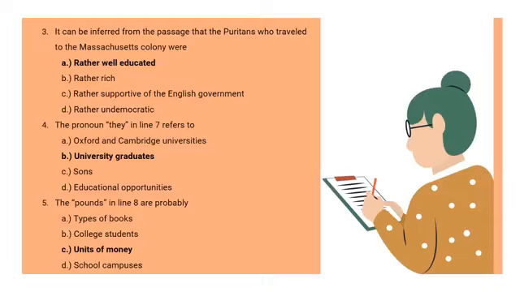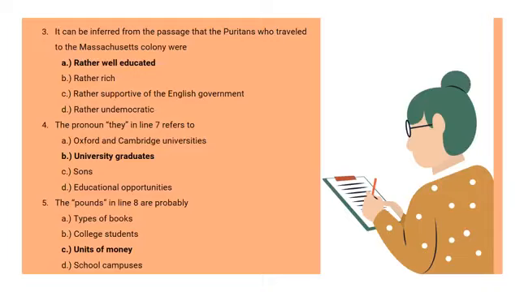Number 3. It can be inferred from the passage that the Puritans who traveled to the Massachusetts colony were, the answer is A, rather well educated. Why I choose A? Because in the text it explained that when the Puritans migrated to the colony in the time of the Crusade period, the colonists donated 400,000 pounds so that their sons would have the same educational opportunities that they had had.